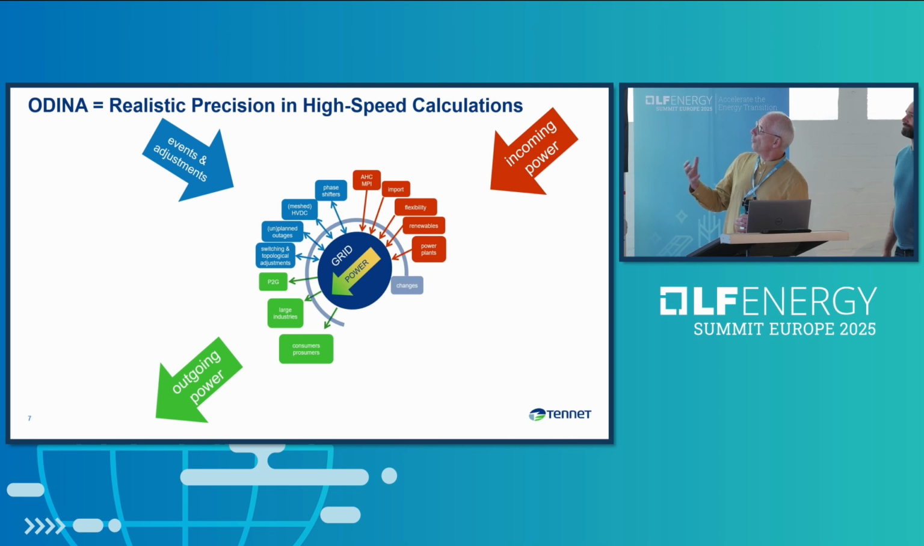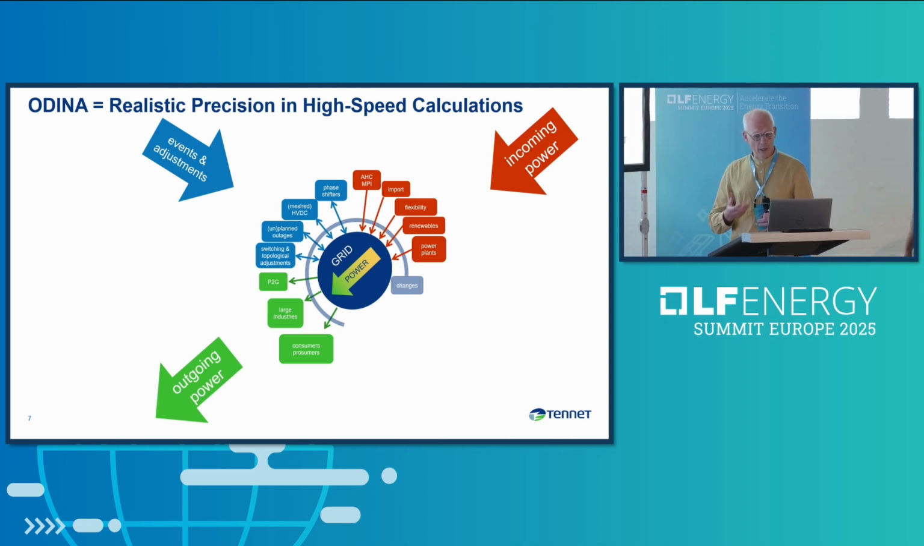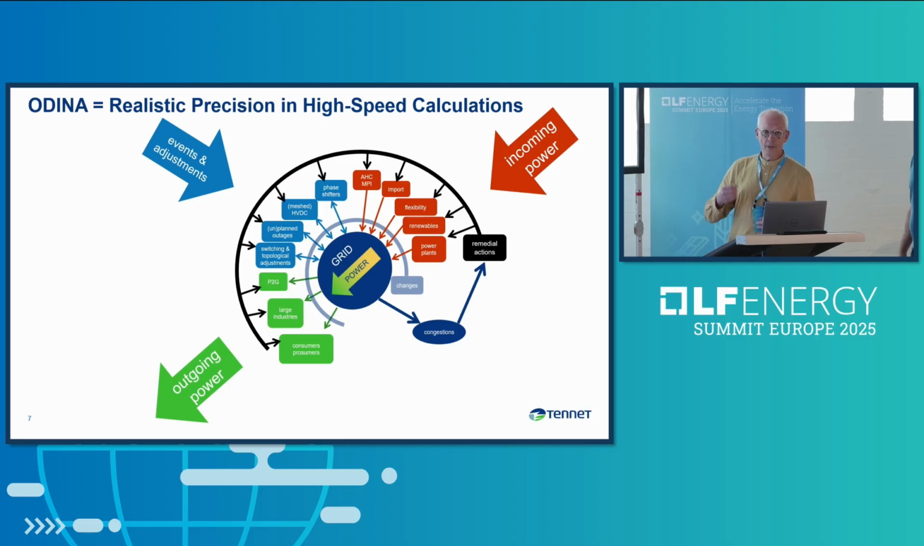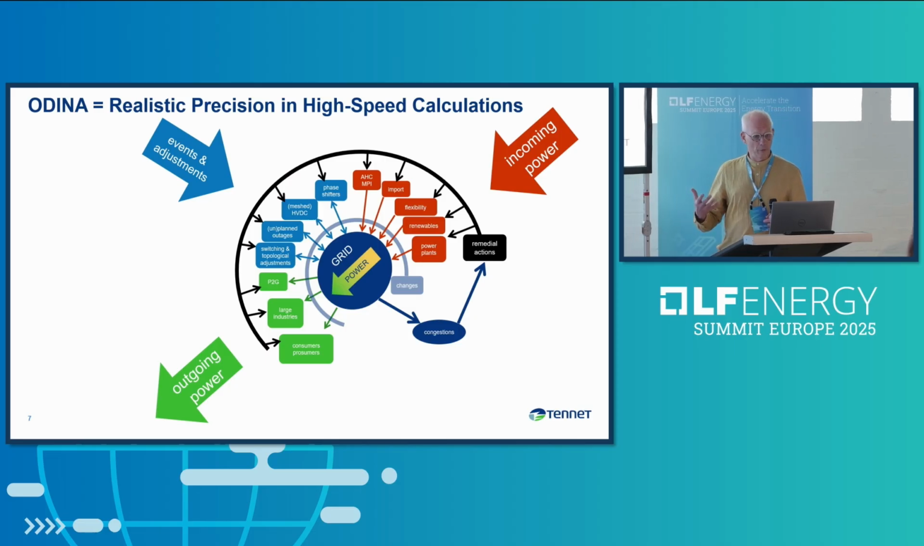And if we want to do high-speed calculations, then we need to be able to calculate with all these possible changes in the grid. Because what we want to do is calculate the load flow, detect congestions, and then do remedial actions. So our idea was to use linear load flow, because linear load flow is really, really fast, much faster than AC, and it is good enough for planning purposes. You make a linearization error, 5 to 10% maximum, and that is okay.